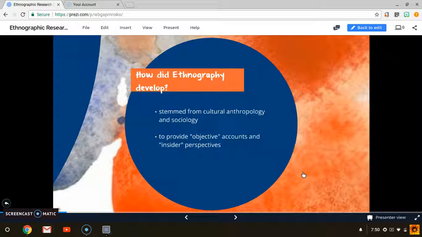How did ethnography develop? Ethnography stems from cultural anthropology and sociology. Anthropologists from the 19th and early 20th centuries wanted to explore primitive cultures by becoming immersed in their society and communities over a period of time. In other cases, researchers wanted to study single cases of groups of people. From this, ethnography emerged as a way of gaining knowledge about a culture by providing objective accounts and gaining insider perspectives.